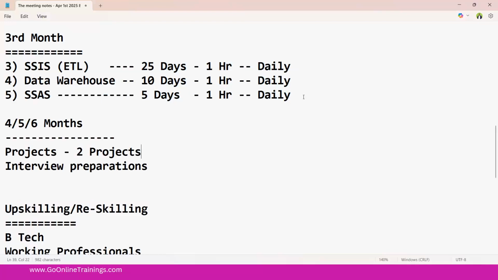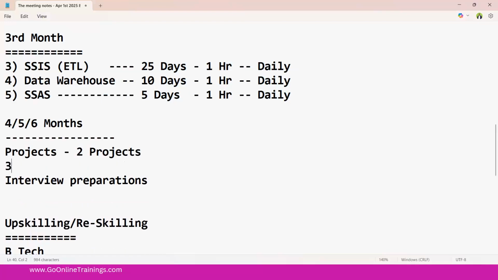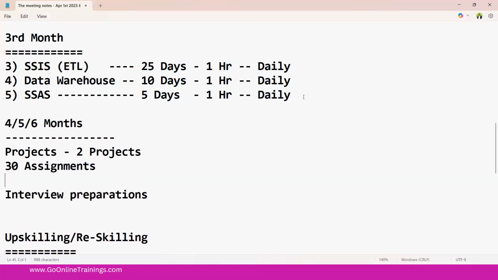Clear? Based on the course you have taken, two projects, and we have 30 plus assignments. Okay, more than that, we have assignments. All of them are real time, and a lot of case studies I'm going to be giving. Projects and assignments will be given at the end. Case studies and interview preparation will be happening from day one itself.